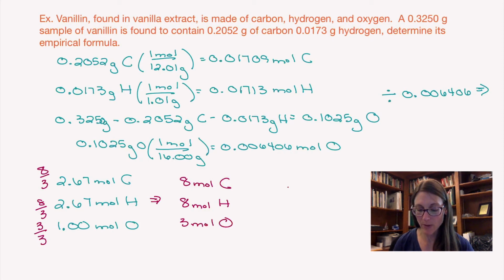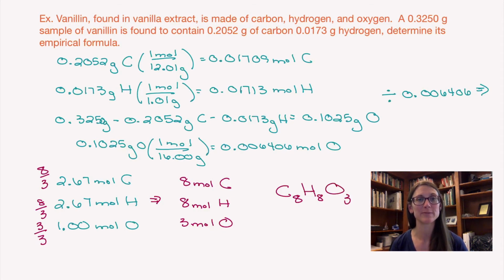This gives you an empirical formula of C8H8O3 that does indeed have a whole number ratio.